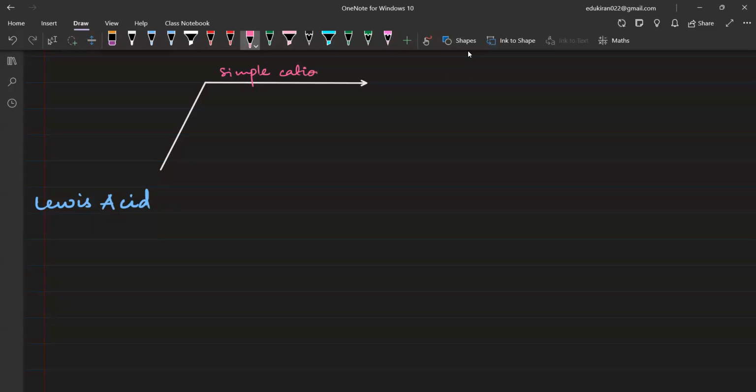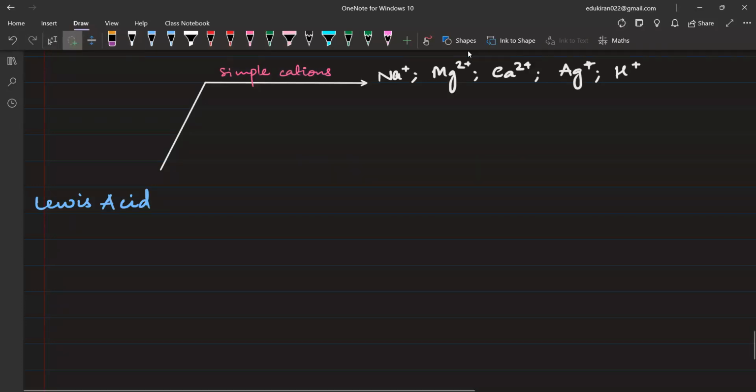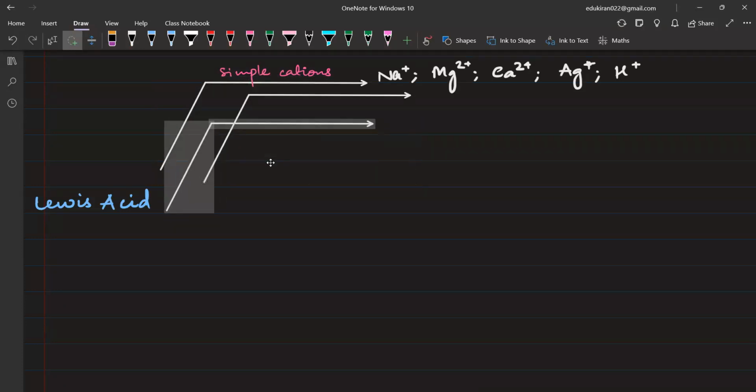Simple cations. Simple cation में होगा आपके पास, for example, Na positive. We can have Mg2 positive. We can have calcium 2 positive. You can have Ag positive. And our main acid जो होता है H positive. So all of these are what? Lewis acid. अब इसके बाद there are certain other cases जहां पे there are species which can accept electron pair. ठीक है.